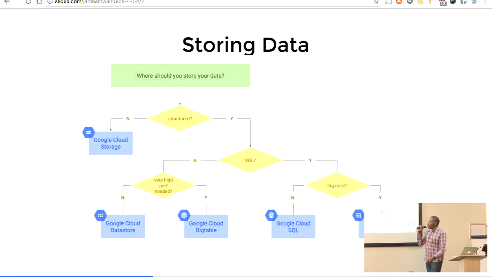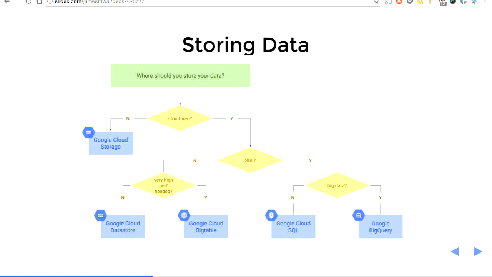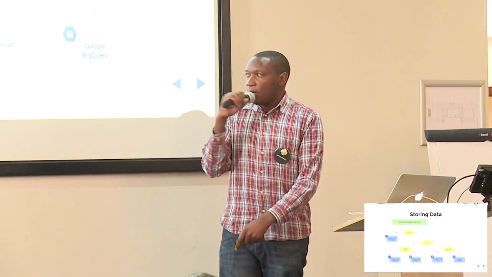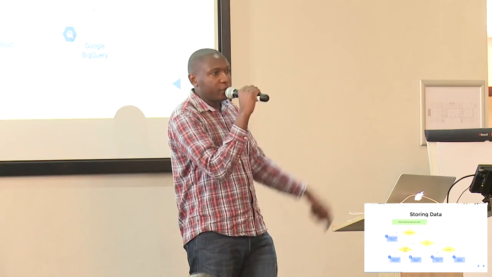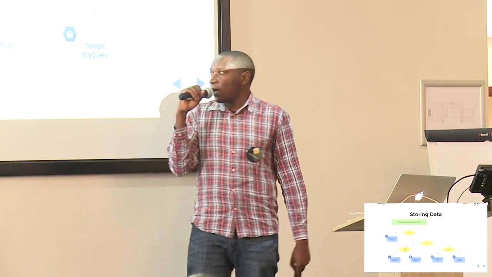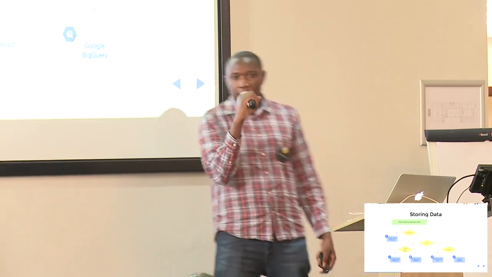But if your data is structured and it's also SQL, then you can go ahead and ask yourself, is it big data? Do you need data warehousing for your data? Then you can choose Google Cloud BigQuery, which is a data warehousing service. But if it's SQL and you don't need a lot of high performance, just go with Google Cloud SQL. One caveat to note with Cloud SQL is, unlike in Amazon, whereby you can spin up Postgres instances, I think you can also do Oracle and Microsoft, for now you are only given a MySQL instance to choose from.